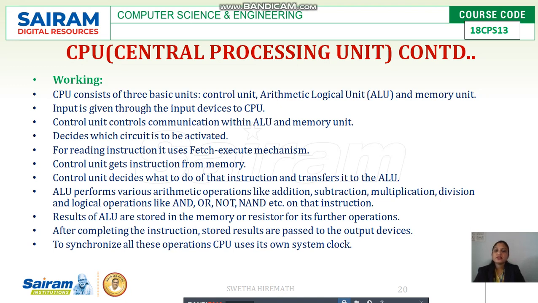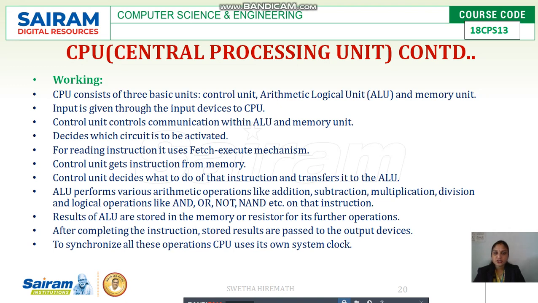The CPU consists of three basic units: control unit, arithmetic logic unit, and memory unit. Input is given through the input device to the CPU. Then the control unit controls the communication between the ALU and the memory unit, and decides which circuit has to be activated. For reading instructions, it uses the fetch-execute mechanism.